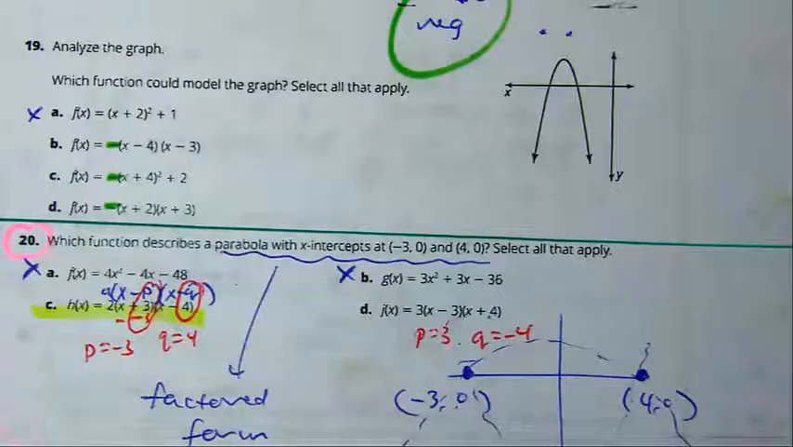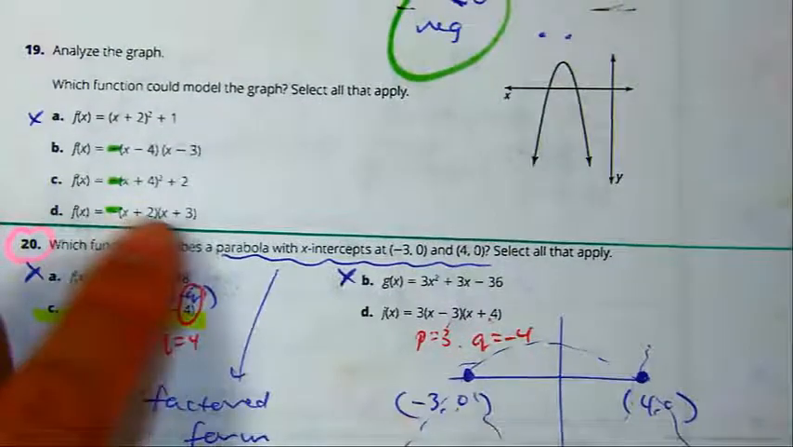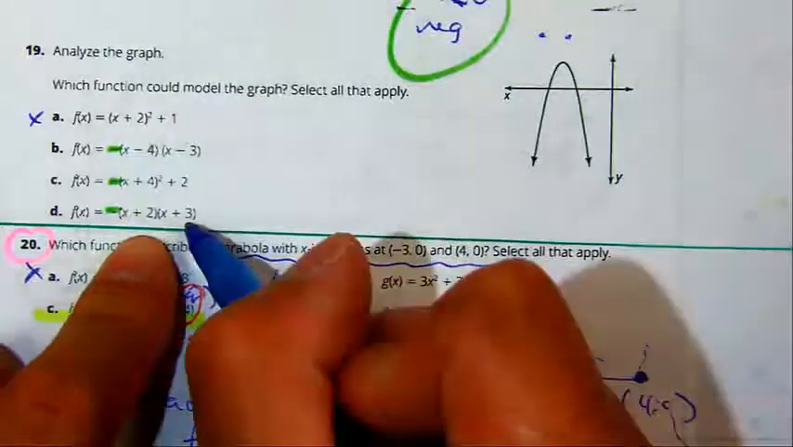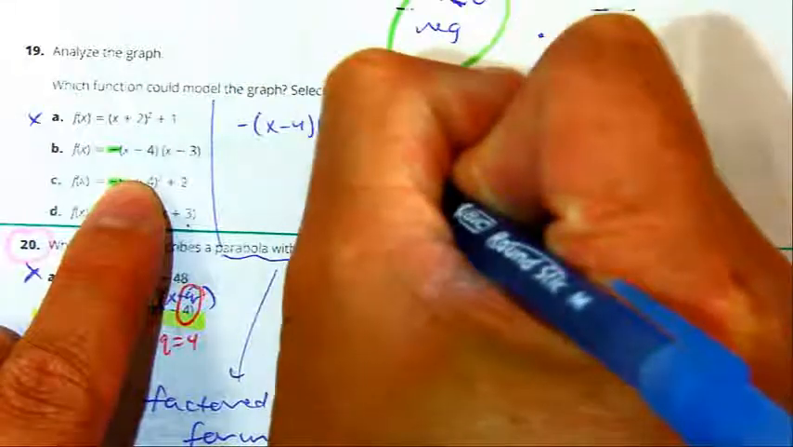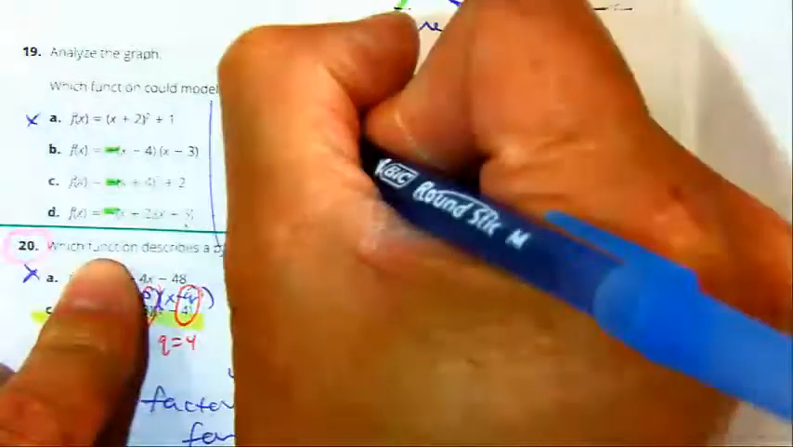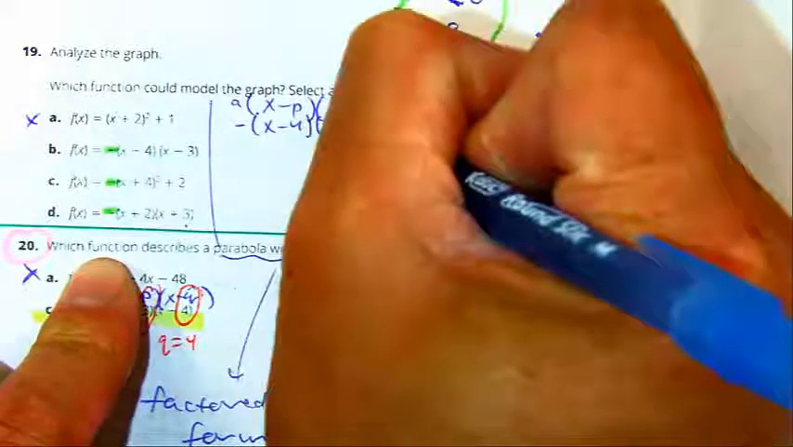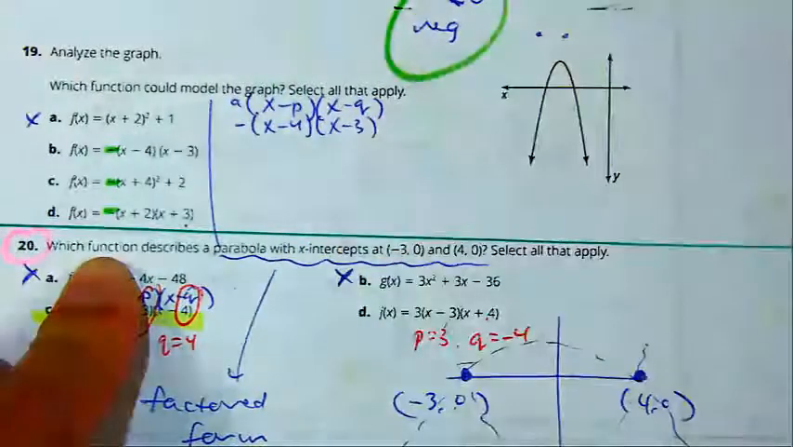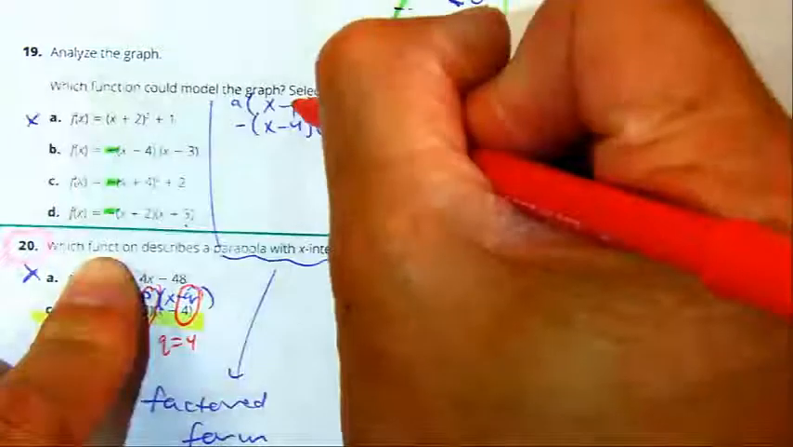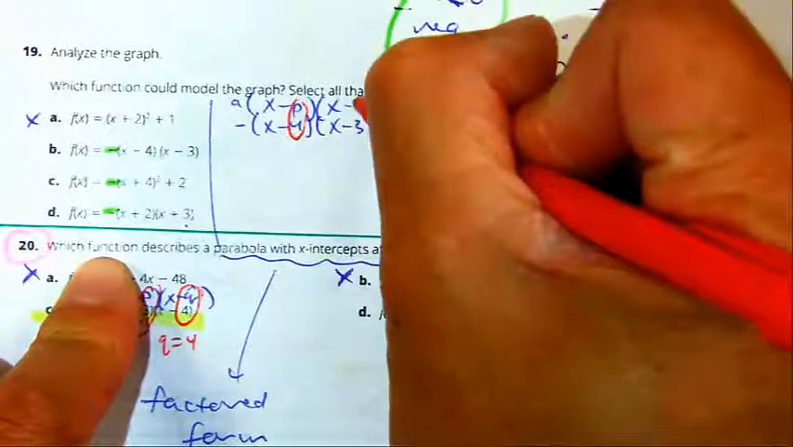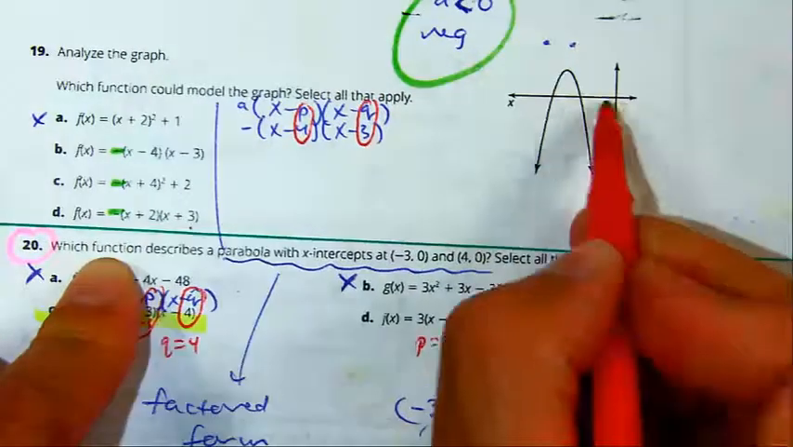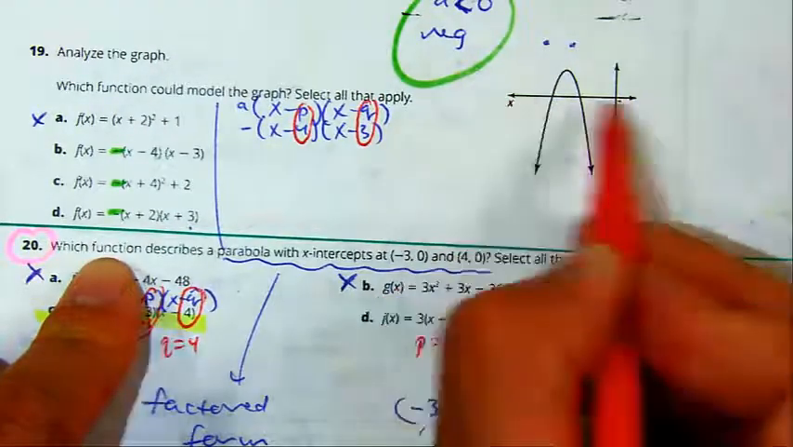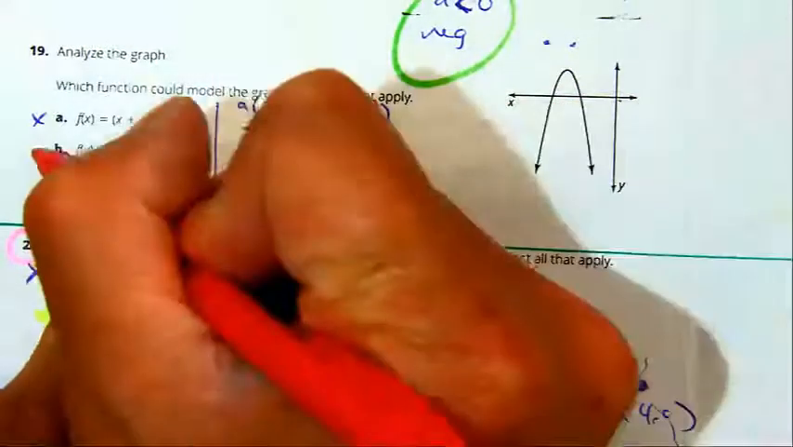Okay, so if I take each of these, I got a bunch of different things happening here. For choice B, I have negative x minus 4, x minus 3. So two sets of parentheses, factored form. And then here I have a p-value that is 4 and a q-value that is positive 3. These are in the negatives, right? Negative values, and these are positive values, so it can't be B.